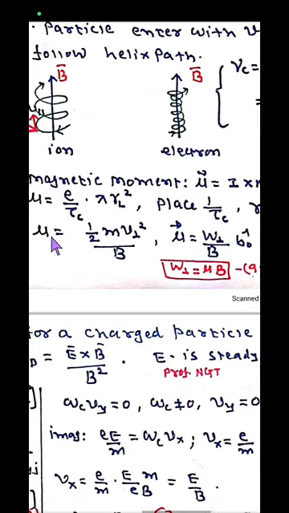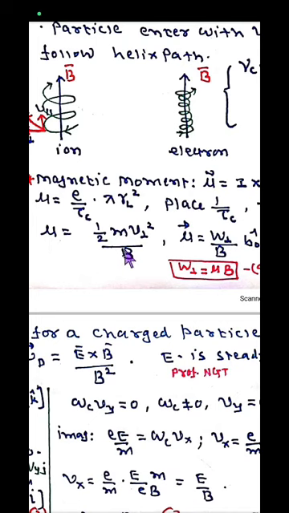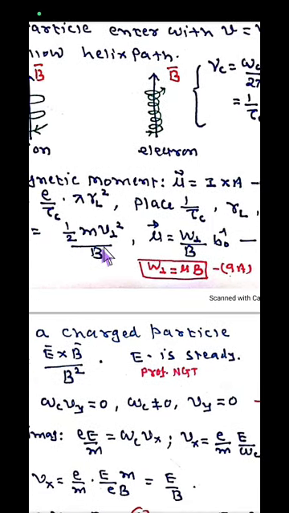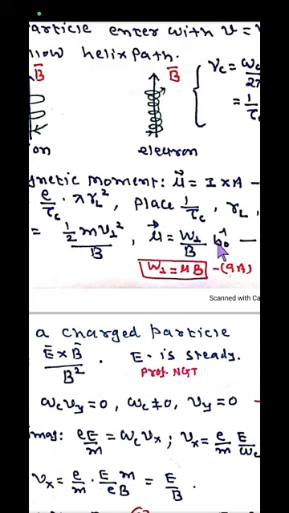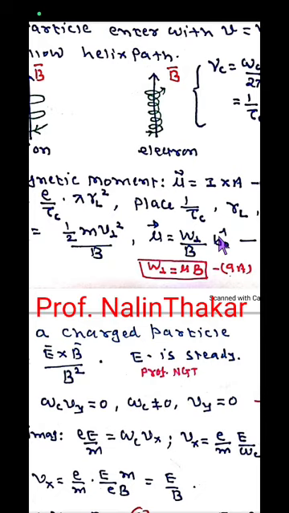But this one is which type of quantity? Vector quantity. So B is like this. Mu is a vector, B is a vector. So mu is in the direction of the applied magnetic field. It is in the direction of B, and mu is in the direction of B. So in this way, mu perpendicular equal to mu times B.